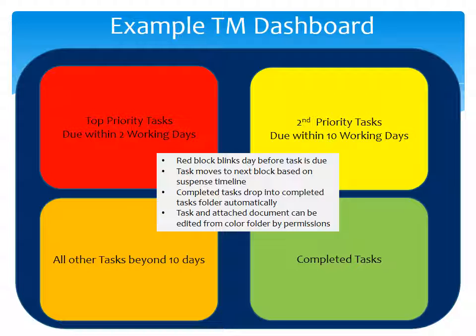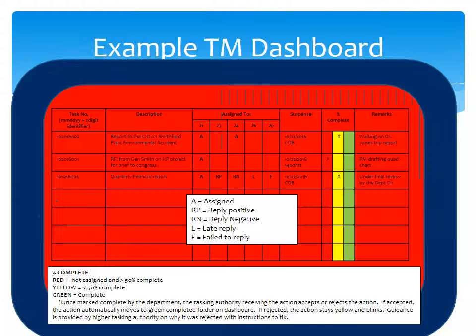What would be key here is having some type of alert system, like the red block would blink the day before the task is due, alerting someone that it's coming up at the last minute, so they can make sure it's ready to go. The taskers themselves, once they're complete, would automatically move to the next level or into the complete task folder. Task and attached document can be edited from the color folder with permissions, so not everybody can touch the task. There needs to be some type of control over who can provide inputs.